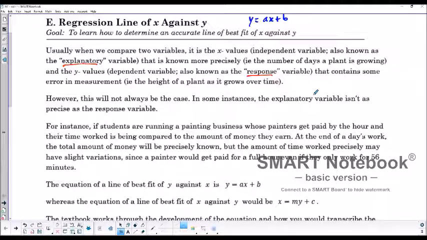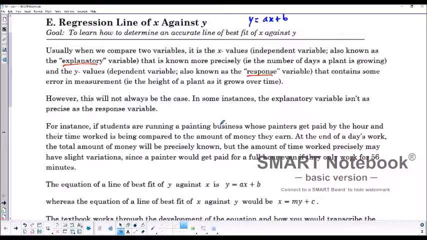So if the independent variable or the explanatory variable is precisely known, then we can use y against x quite easily. If, on the other hand, the explanatory variable, the x, isn't known precisely, then sometimes it's better to reverse the x and the y. So we would find the regression line of x against y.